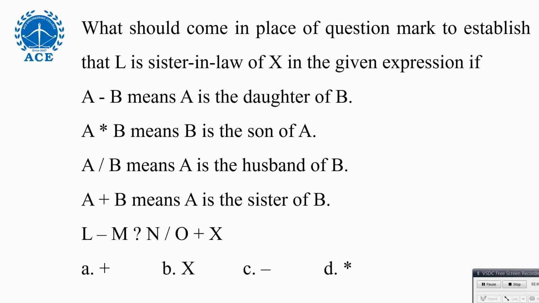Blood relations. Last question. So L minus M, L is daughter of M. Question mark. Okay, what should be filled here? That's what the question is. In the question mark, what should I keep so that we get the relationship L is sister-in-law of X? I want to answer L is sister-in-law of X. What should be the relation between M and N?